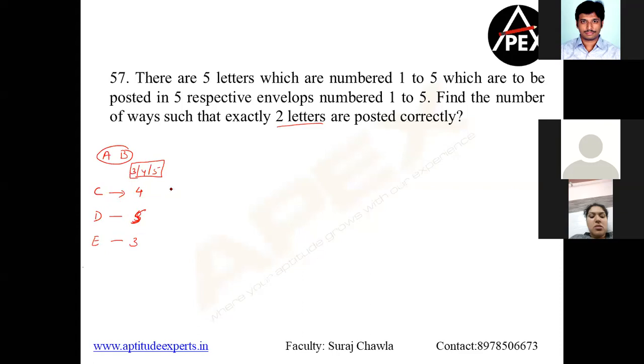Now let's take C as 5. If I take C as 5, then where will D go? D should not go to 4. So D will go to 3 and E will go to 4. Can I say these are the only two possibilities? Now let's look at de-arrangement of 3 objects. De-arrangement of 3 objects is 3 factorial into 1 minus 1 by 1 factorial plus 1 by 2 factorial minus 1 by 3 factorial.